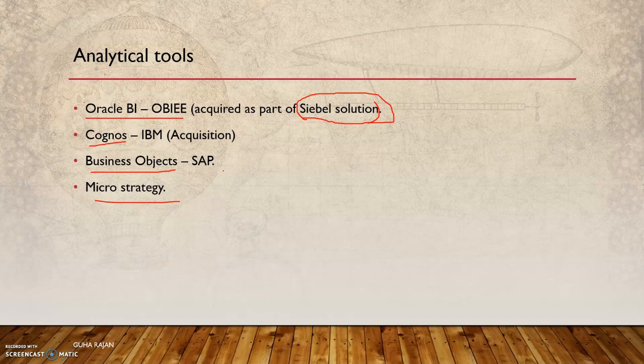Most of the major OLTP system manufacturers like Oracle and SAP acquired OLAP tools like Business Objects, Cognos and BI, more from a business perspective. But yes, these are the analytical tools. So it's the combination of the ETL tool and the analytical tool which determines the success of a data warehouse.